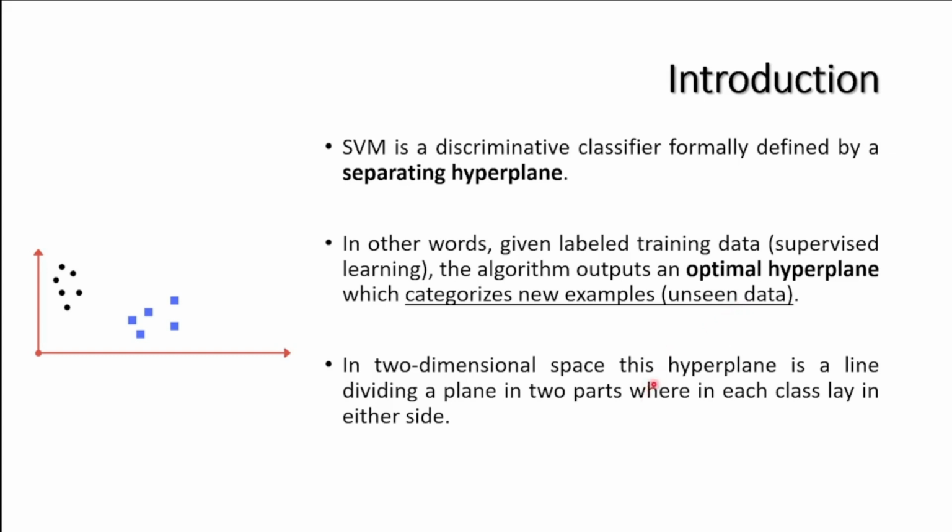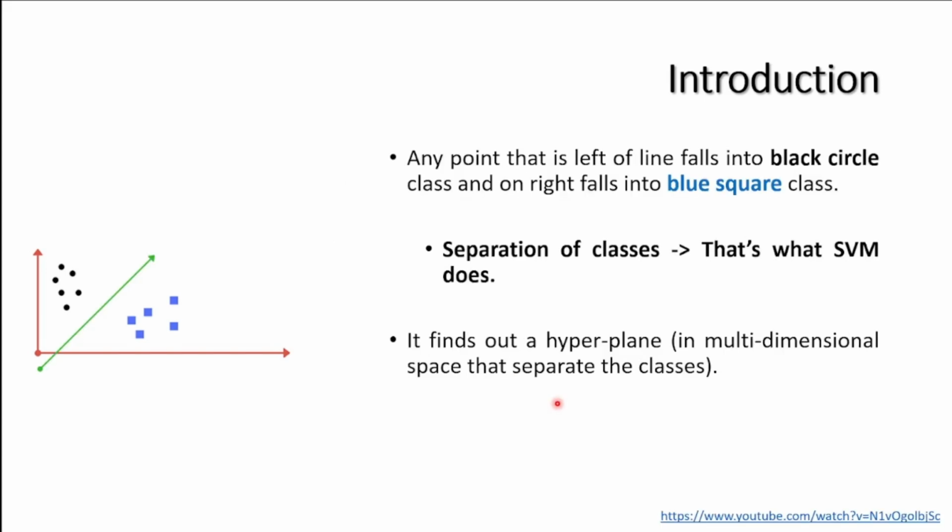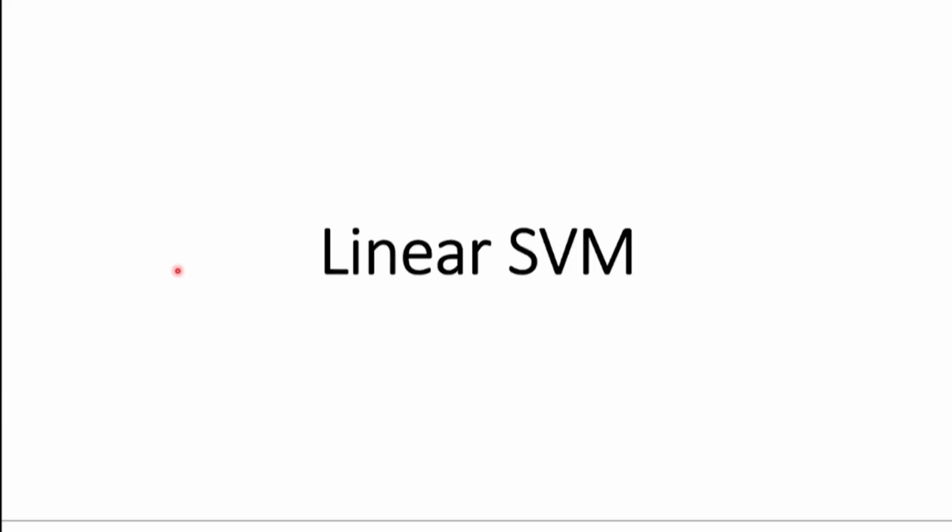In 2-dimensional space, this hyperplane is a line dividing the plane into 2 parts where each class lies on either side. Imagine that the hyperplane is the green line over here. Any point to the left of this line is considered the black circle class, and on the right falls into the blue squares class. This line separates the 2 classes, and that is what support vector machine does in the whole process. It finds the hyperplane in multi-dimensional space that separates the classes, so this hyperplane will separate all the data.